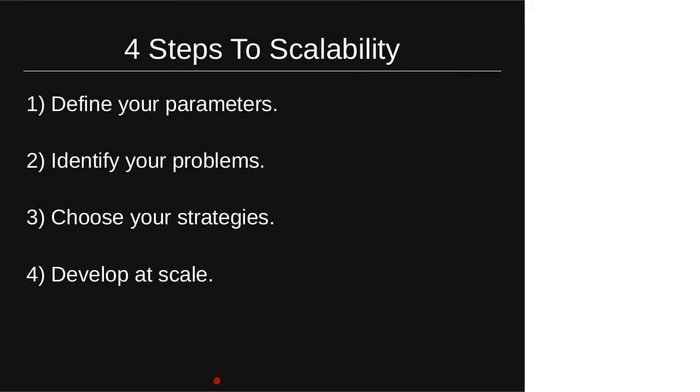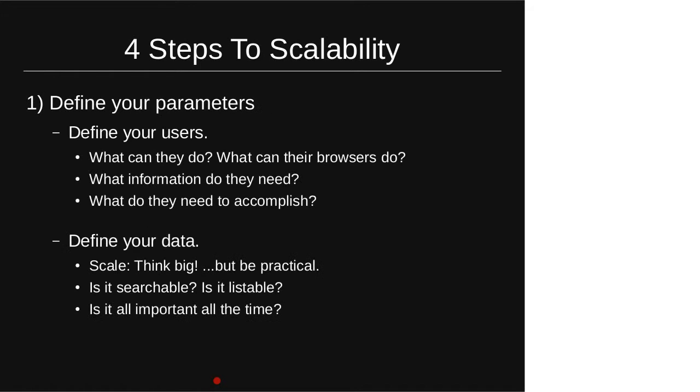Now, when you're designing a scalable interface, there are basically 4 steps you want to go through. You first want to define your parameters. You want to identify your current problems. You want to choose your strategies to fix those problems, and you want to develop your interface at scale. Now, to start, you want to understand what your users are and what your data is. You want to define your parameters.